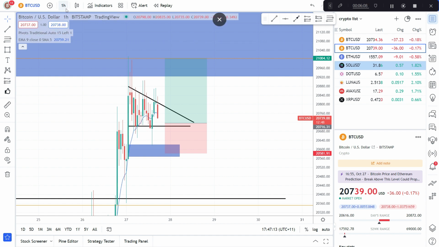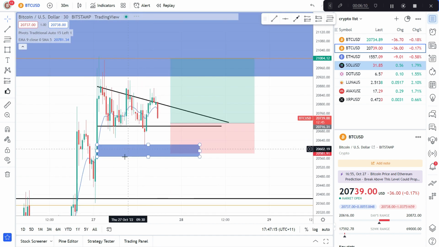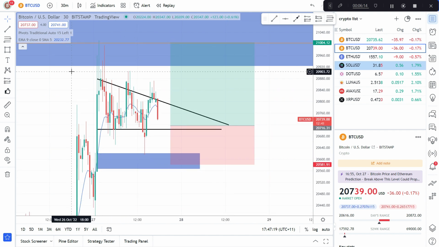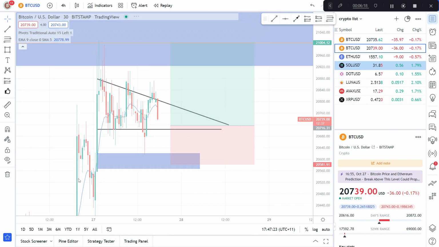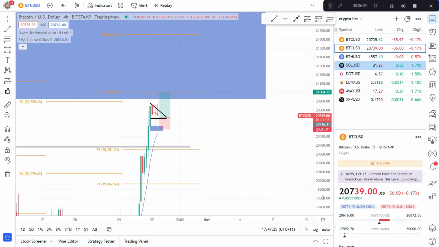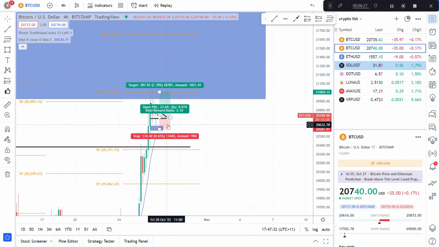That would be amazing, especially on the half an hour. It does look like we have a lot more imbalance that we could fill, but because of this ascending triangle, I'm not 100% on it. If we go for the 4 hour, which I actually made a lot of money on last time, what would we be looking at? Well, we do not have this ascending triangle. It still looks incredibly bullish.